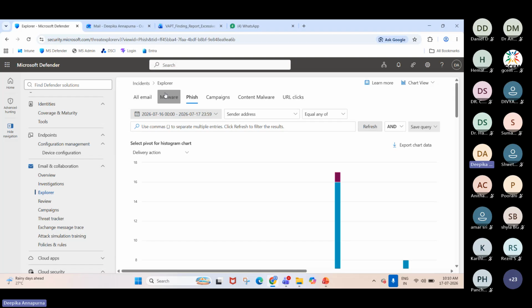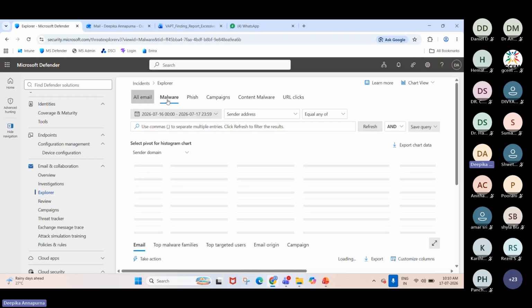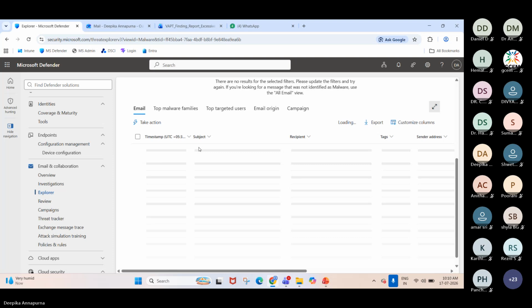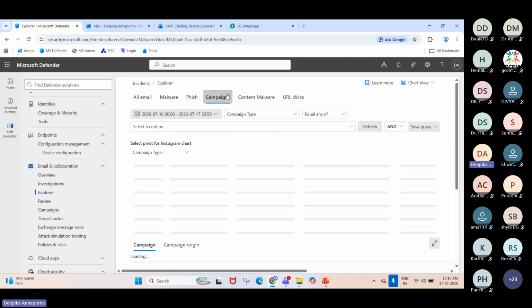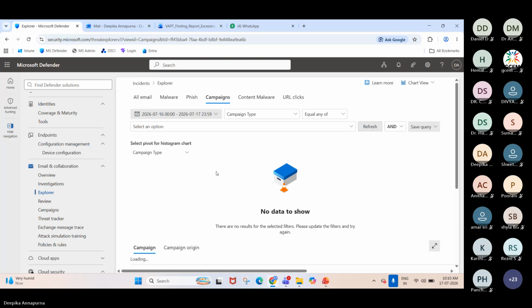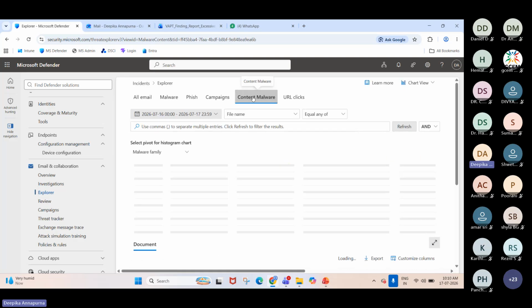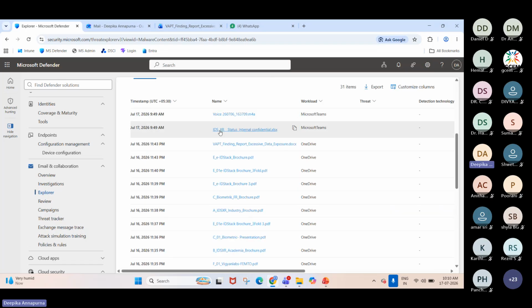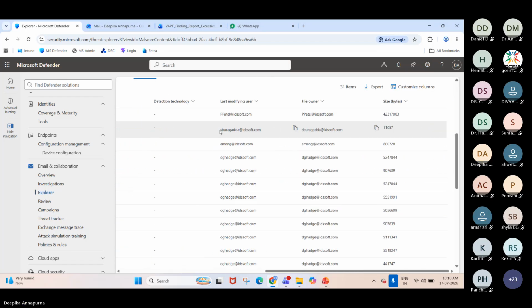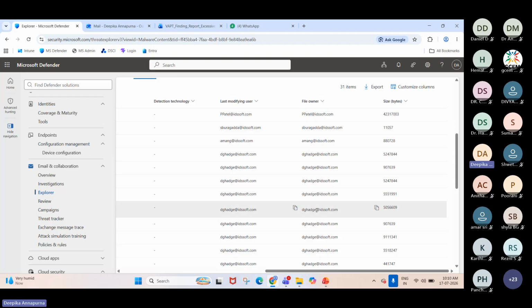So let's see malware, if there are any malware emails in the past one week. There is no malware. Campaigns. There is no campaign email. If there is any malware content inside the email, yes. So these are the users.